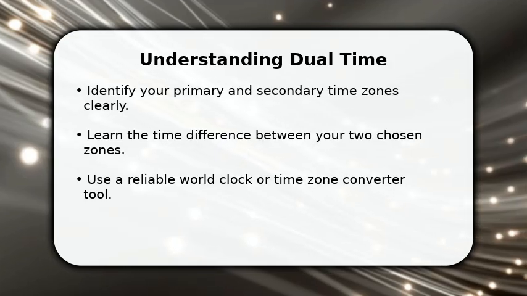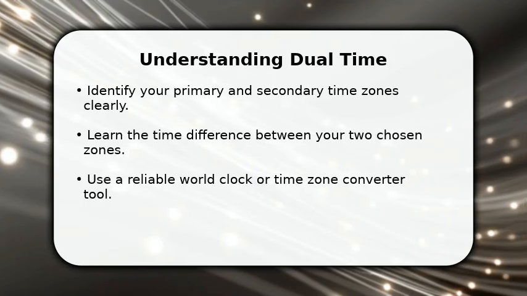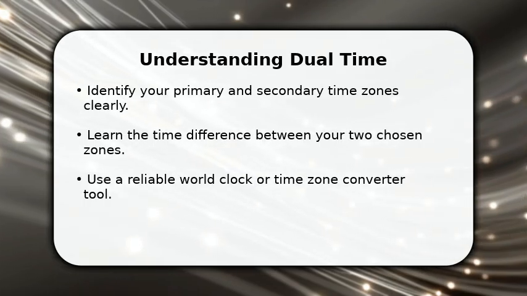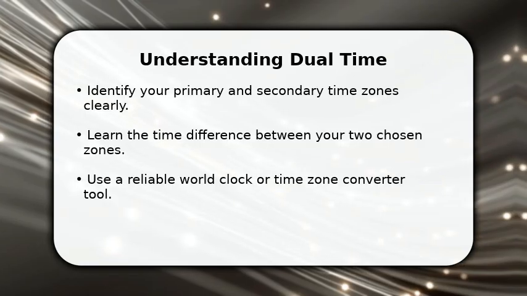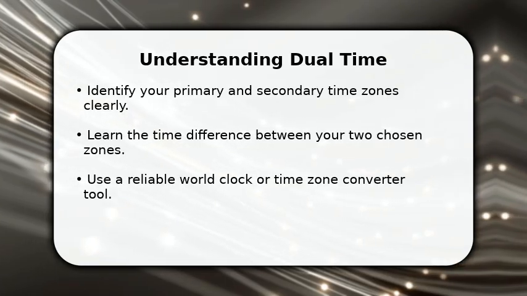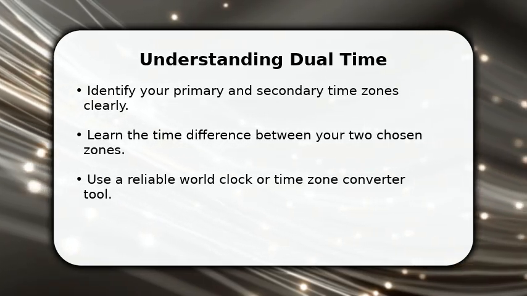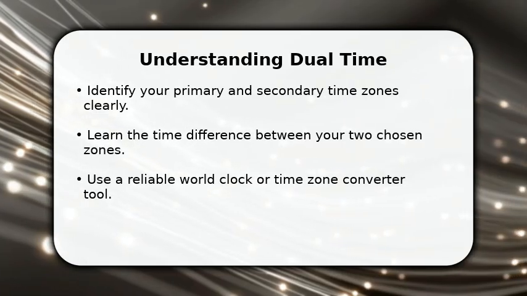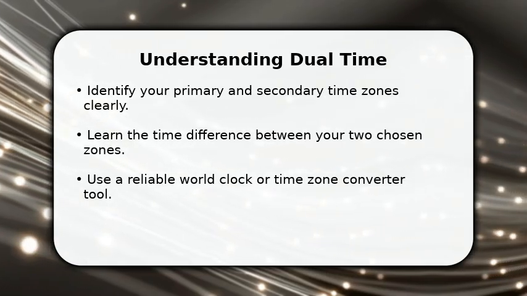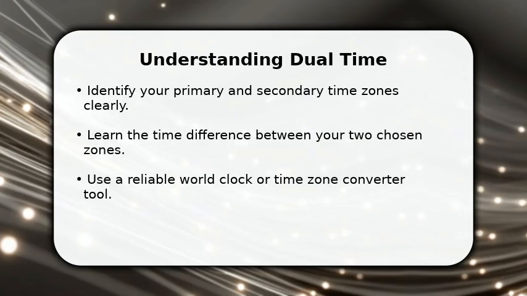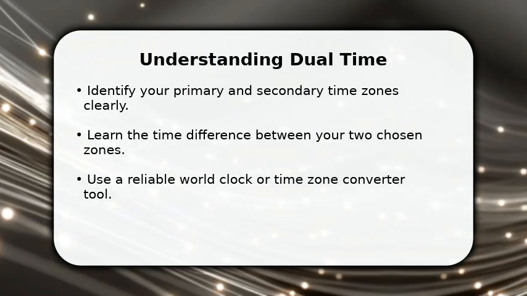In this video, I will explain how to use two-time references effectively. First, identify your primary and secondary time zones. For instance, you might be in Eastern Time and need to coordinate with someone in Pacific Time. Understanding the exact difference, which is 3 hours in this example, is crucial.